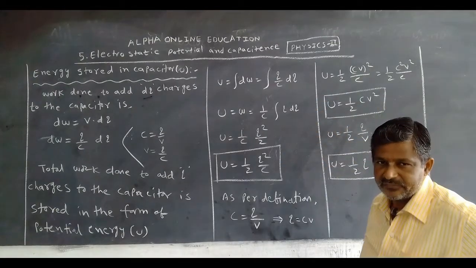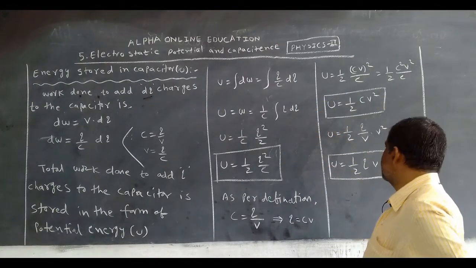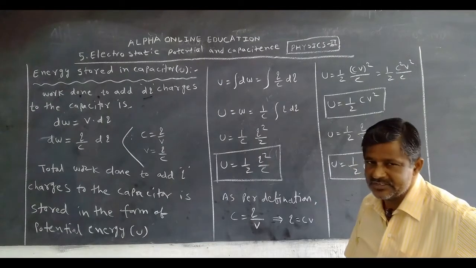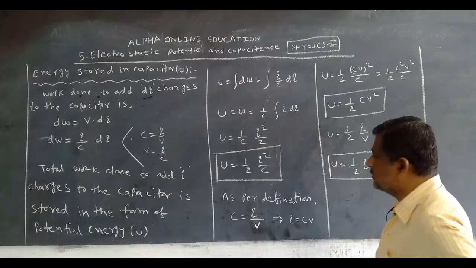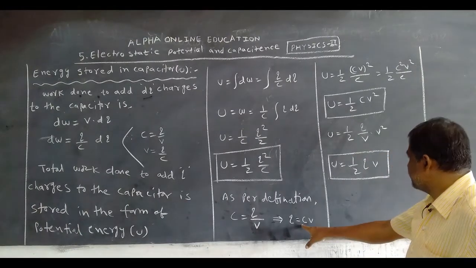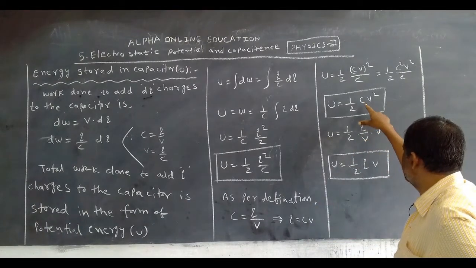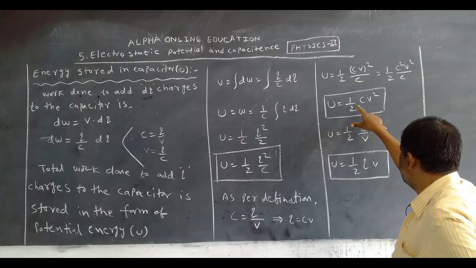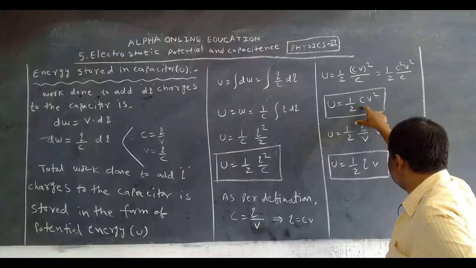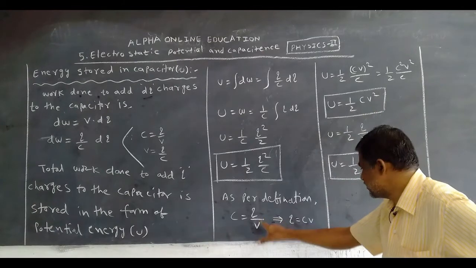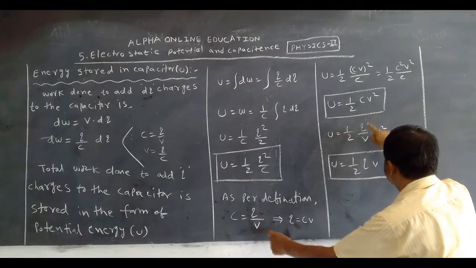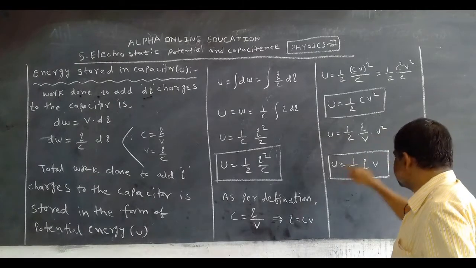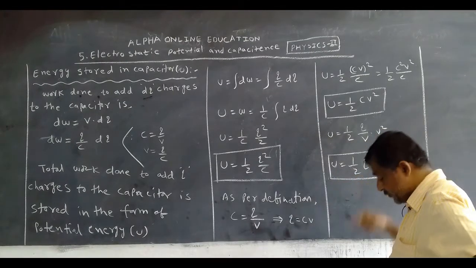What is the equation for energy stored in a capacitor? The second form is U is equal to half CV square. And the third form: from this, we already know the value of C. C is equal to Q by V. Substitute here Q by V, one V cancels, so U is equal to half QV.